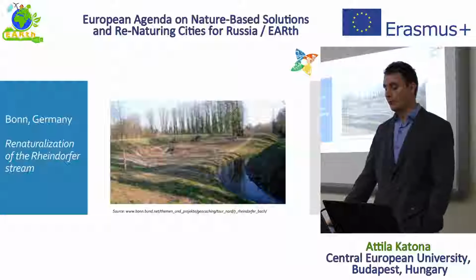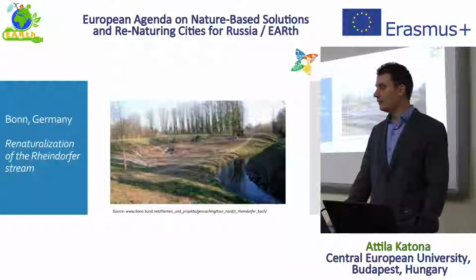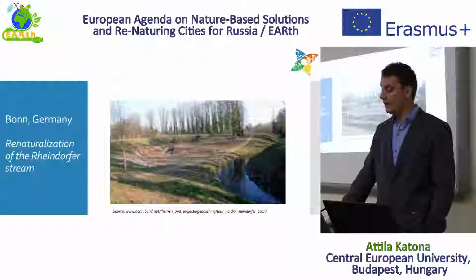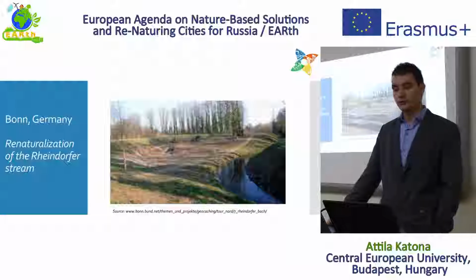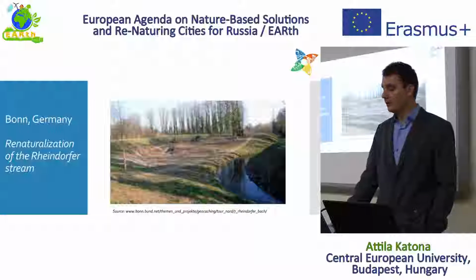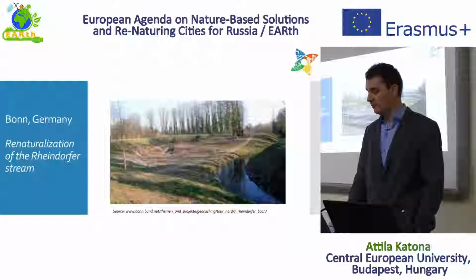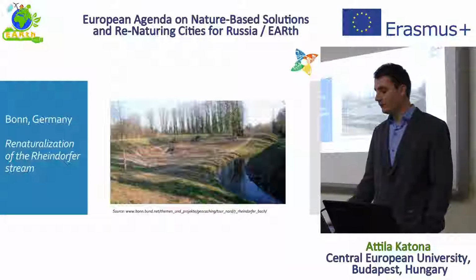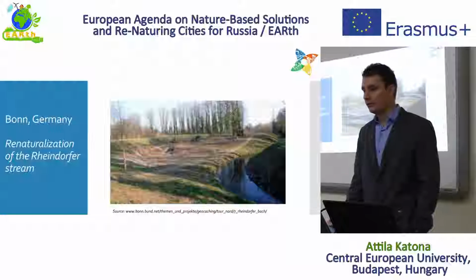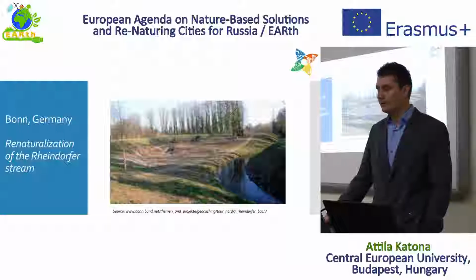This project is from Bonn in Germany. The goal was to renaturalize a stream. It was in a heavily industrialized area, and they wanted to increase flood capacity and create a recreational space. It's about an 18-kilometer long stream that flows into the Rhine River, and they have done a comprehensive restoration, again based on biodiversity targets and other sustainability targets in the area.